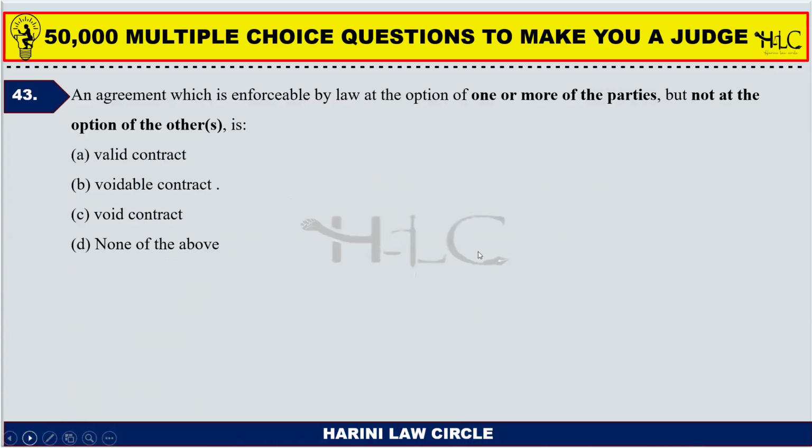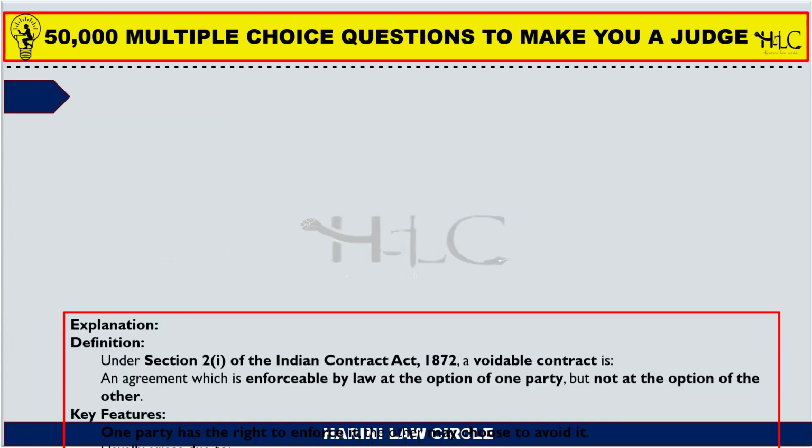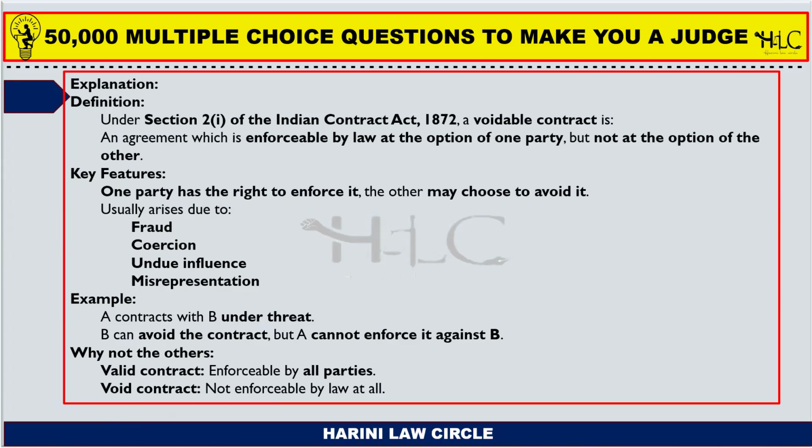Moving ahead. Question 43. An agreement which is enforceable by law at the option of one or more of the parties, but not at the option of the other, is valid contract, voidable contract, void contract, none of the above. Your correct answer is option number B, voidable contract. So one party has the right to enforce it and the other may choose to avoid it. Usually arises due to fraud, coercion, undue influence, or misrepresentation.